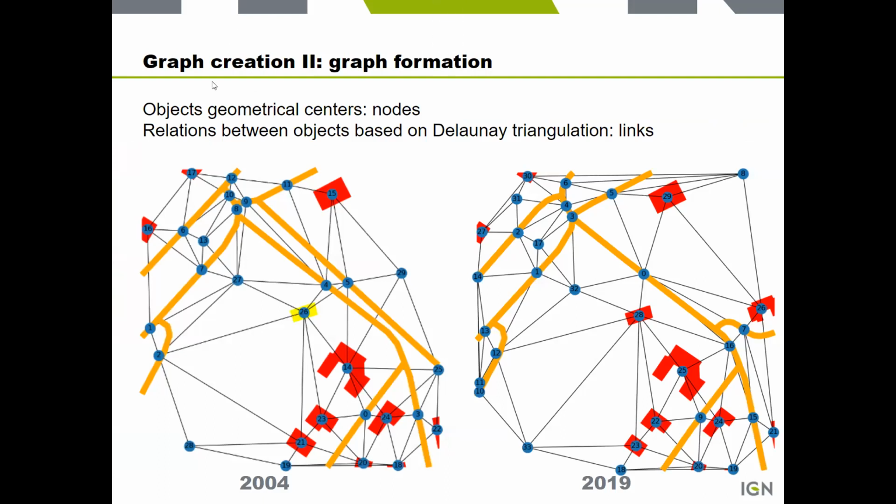Now, about the graph formation. Once we have our geometrical objects, we create the graphs in the following way. Each geometrical object itself is a graph node, and we cut objects like roads and rivers at the junctions. The links of our graph are obtained using triangulation, so we create a fully connected graph for the distinct dates. Once again, here is an example.